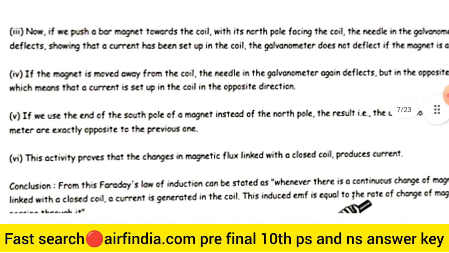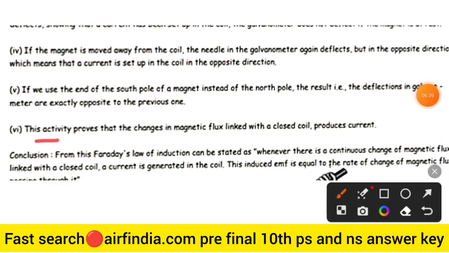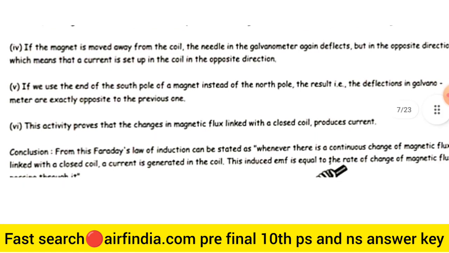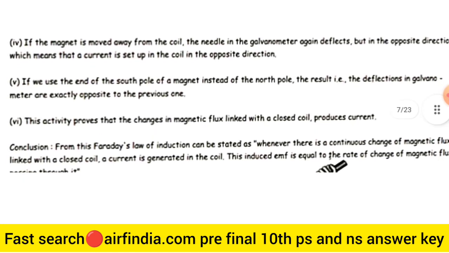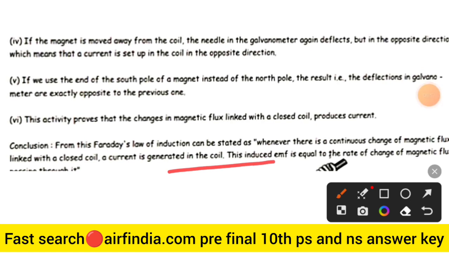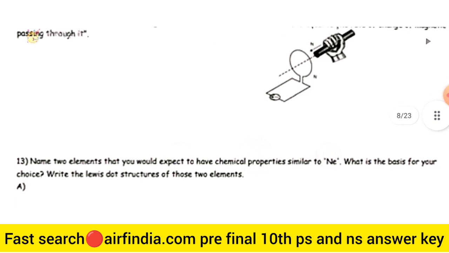Here also we find that. So this is your sixth point. The activity proves that changes in magnetic flux linked with a closed coil produce current. So the conclusion from this, Faraday's law of induction, can be stated that whenever there is a continuous change of magnetic flux linked with a closed coil, a current is generated in the coil. This induced EMF is equal to the rate of change of magnetic flux. Okay, so the diagram is also passing through it.